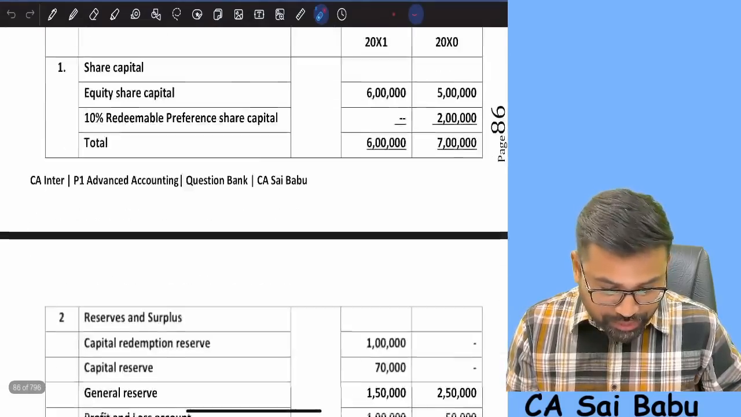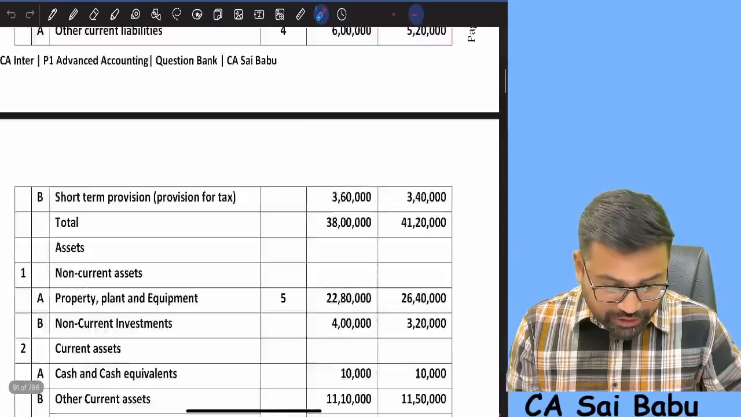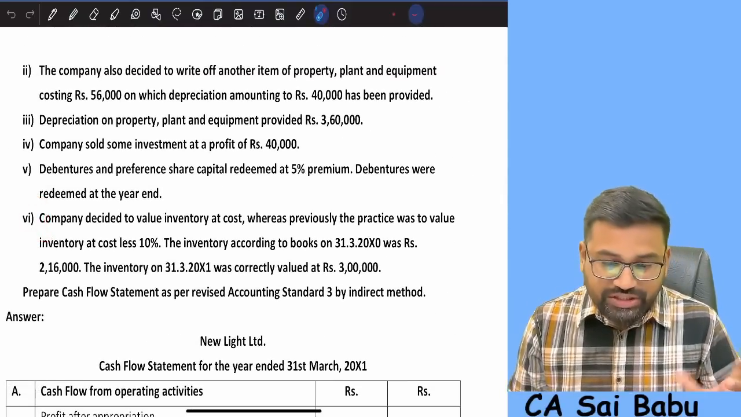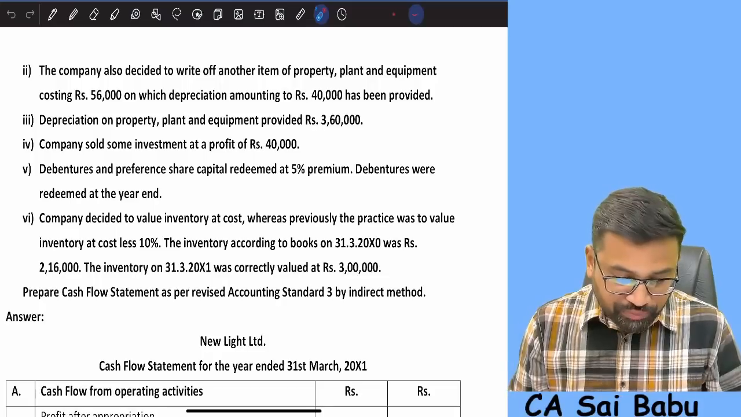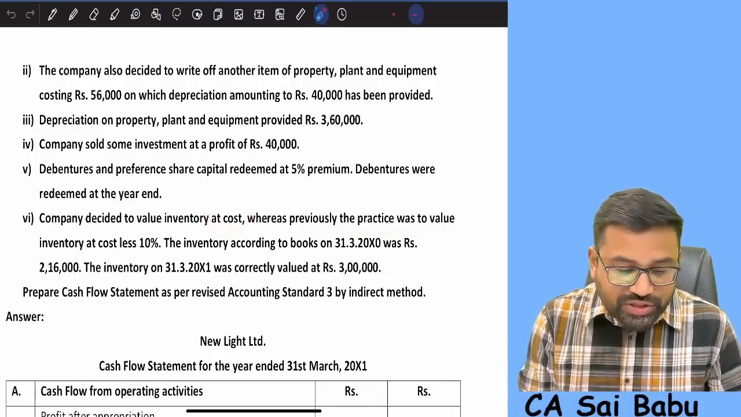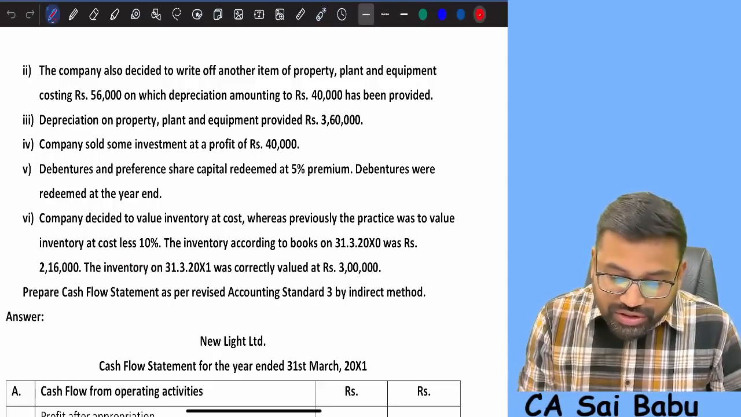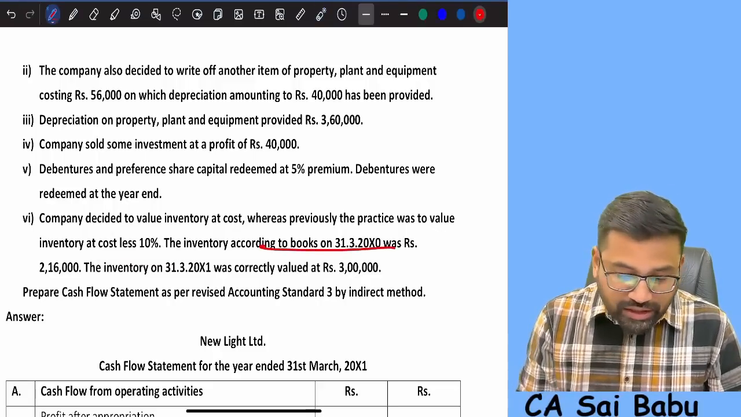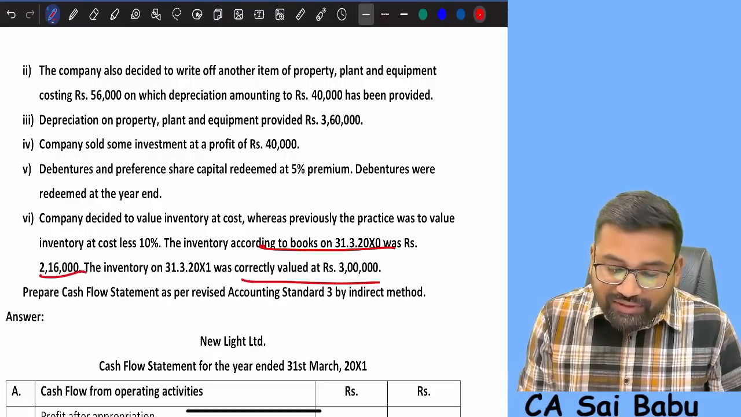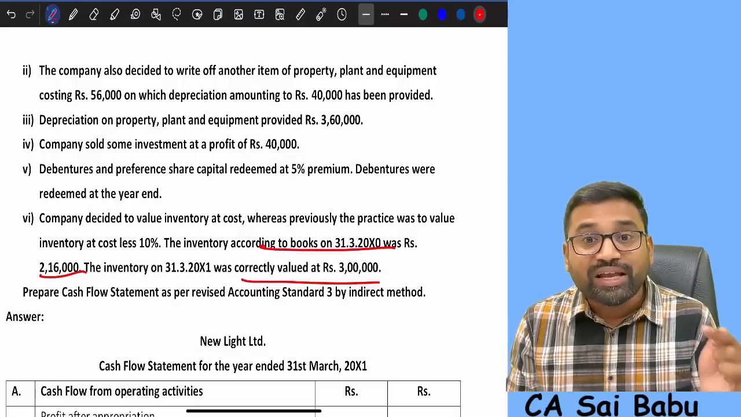I think question number 19, sir. New Light Limited question. In this question, if you observe, sir, in the last point they have given one adjustment relating to stock. See, this company decided to value the inventory at cost, whereas the previous practice was to value the inventory at cost less 10%. Now, the inventory according to the books on 31st March 2010 was 2,16,000. The inventory on 31st March 2011 was correctly valued at 3 lakhs. That means closing inventory is properly valued, but opening inventory is undervalued.